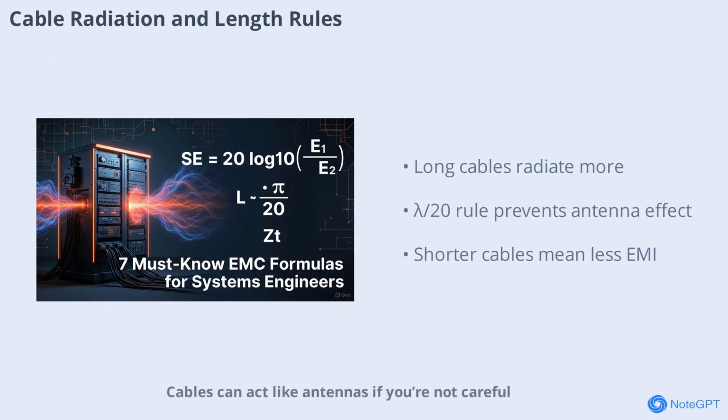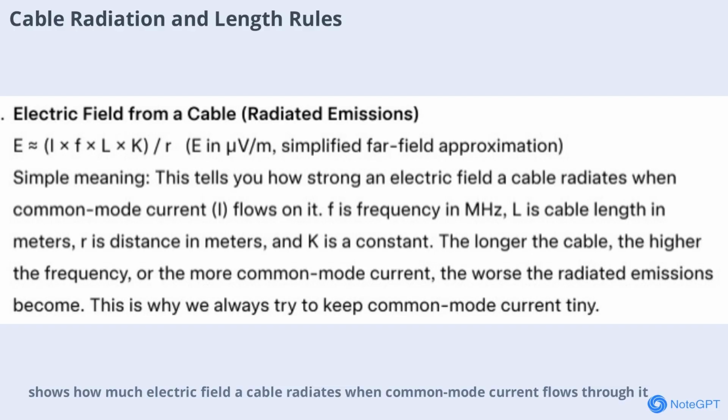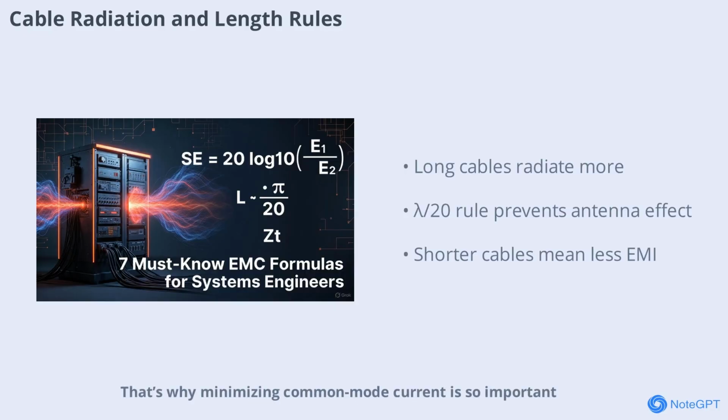Cables can act like antennas if you're not careful. The formula E approximately I times F times L times K, R shows how much electric field a cable radiates when common mode current flows through it. The longer the cable, the higher the frequency, or the more current, the worse the emissions. That's why minimizing common mode current is so important.